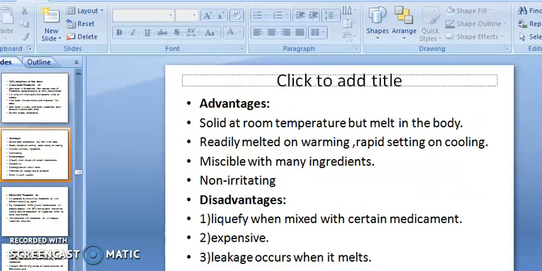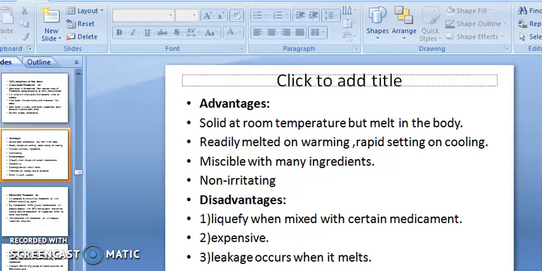Advantages: solid at room temperature. Theobroma oil is solid at room temperature but melts at body temperature. Readily melted on warming, rapid setting on cooling. It is miscible with many ingredients. It is also non-irritating.